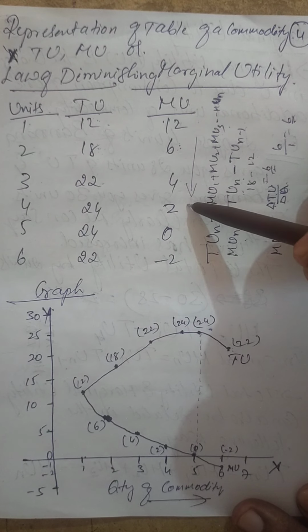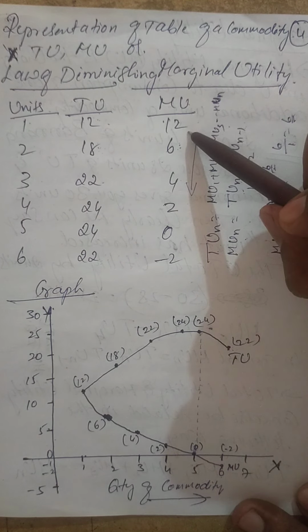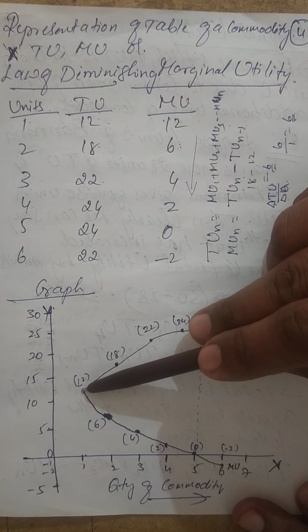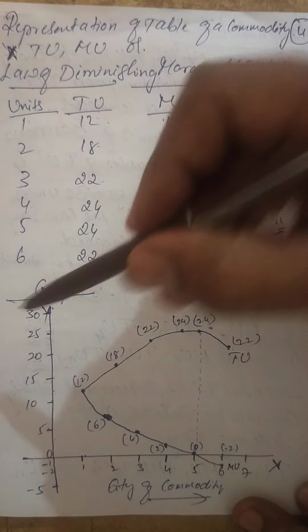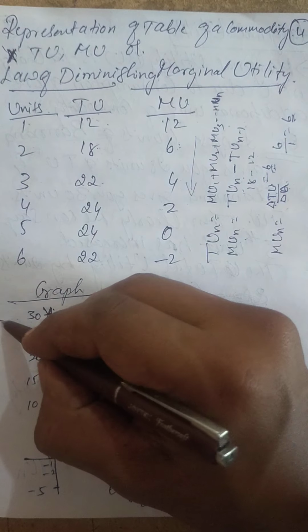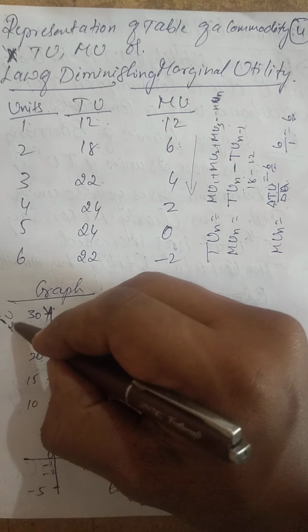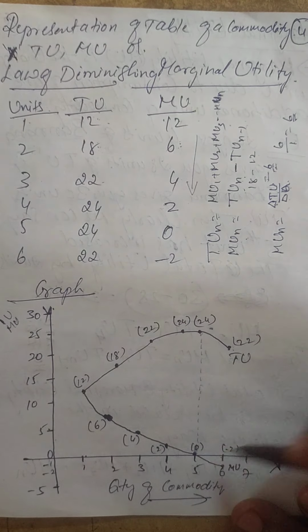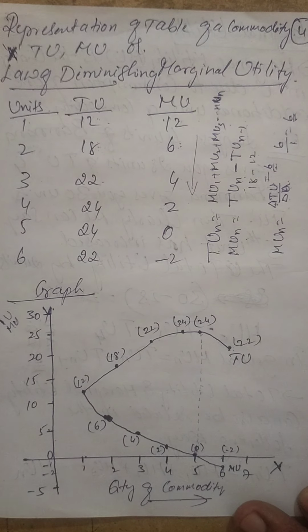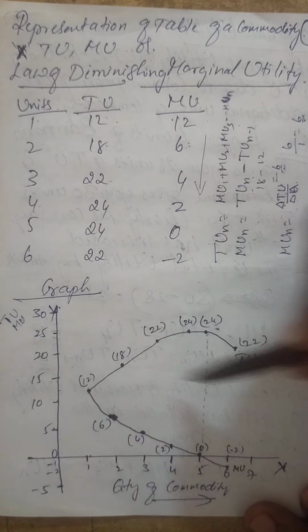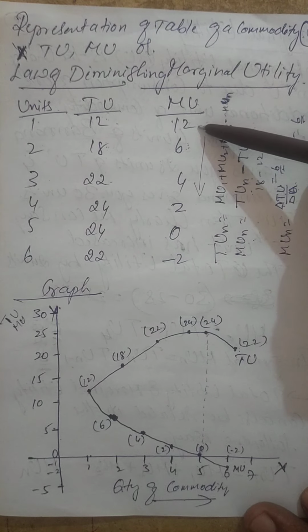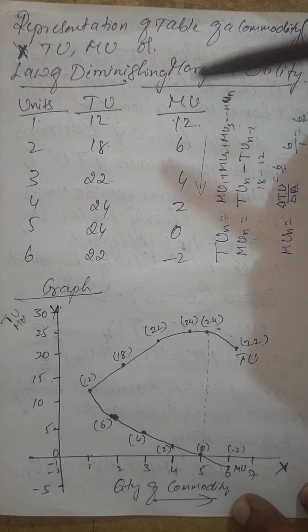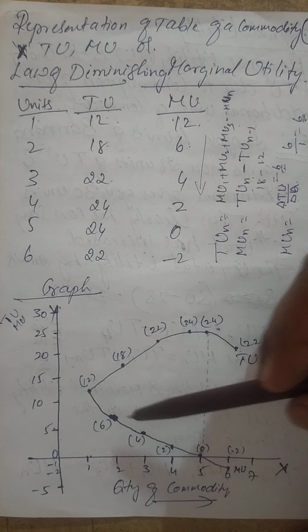If you take marginal utility, it also starts initially at 12. Here, this is TU and MU, both seen on one particular axis. So TU and MU can be seen together. Initially it is 12. Later on it will move on to the second unit, where it becomes 6.